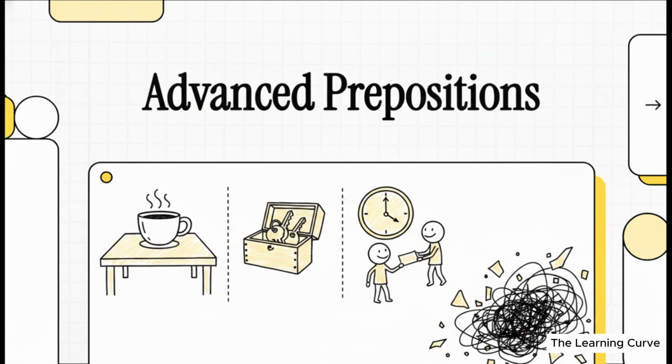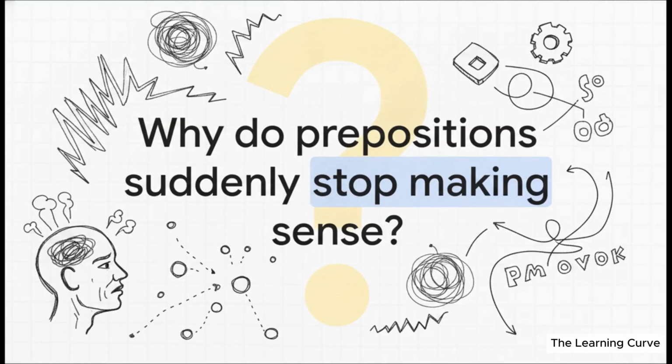But then, you hit the advanced levels, and suddenly that physical reality completely morphs into this wild, abstract puzzle. So, why do they suddenly stop making sense? If you are feeling frustrated by this, believe me, you are not alone. It's like that comforting logic of physical place and time just literally vanishes. It disappears, and we are plunged into what feels like absolute grammatical chaos.